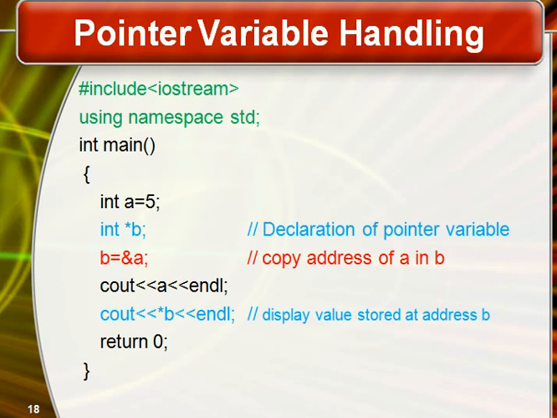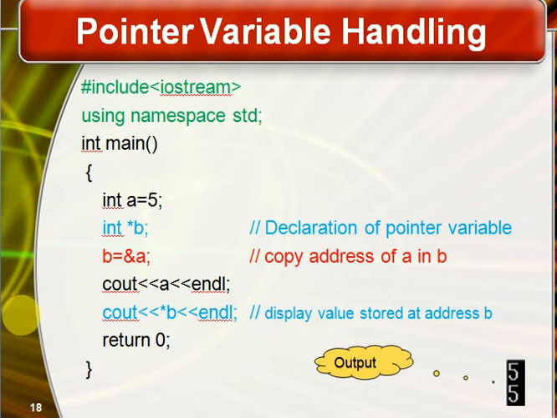Pointer variable handling. #include <iostream>, using namespace std, int main. int a = 5 is a normal variable declaration, int *b is a pointer variable declaration. b = &a copies the address of a into b. Then cout the value of a, and cout *b, meaning the value stored at address b. So display the value stored at address b and return 0. The output of this program is 5, and also 5.